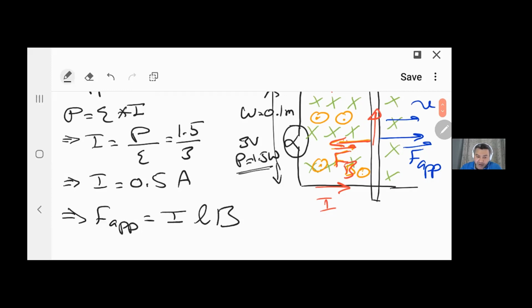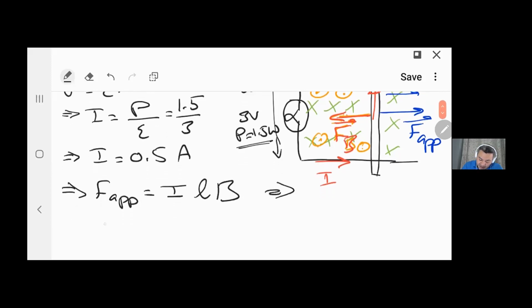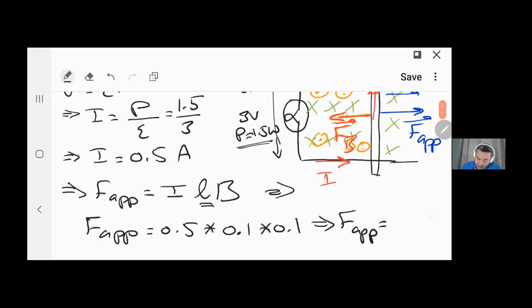So you have to be careful. They are equal in magnitude, which means that F_app equals the current 0.5 times the length, which is 10 centimeter, times the 0.1 Tesla, and F_app equals 5 times 10 to the power minus 3 Newton. Any question?